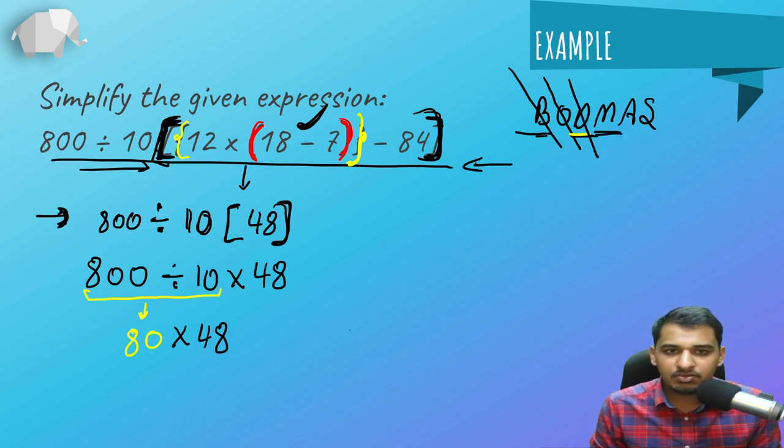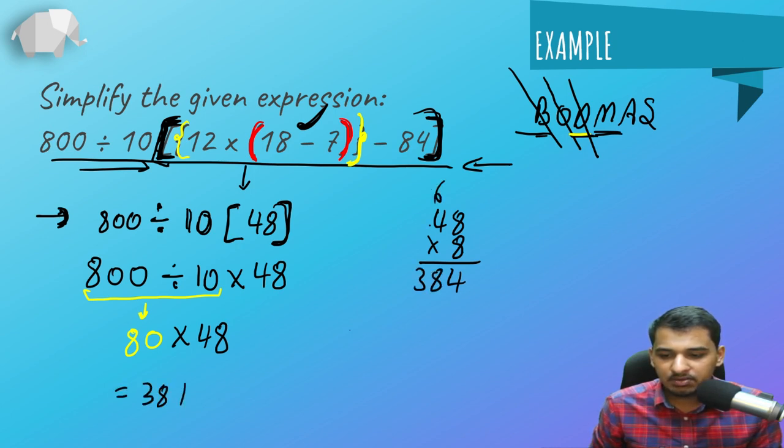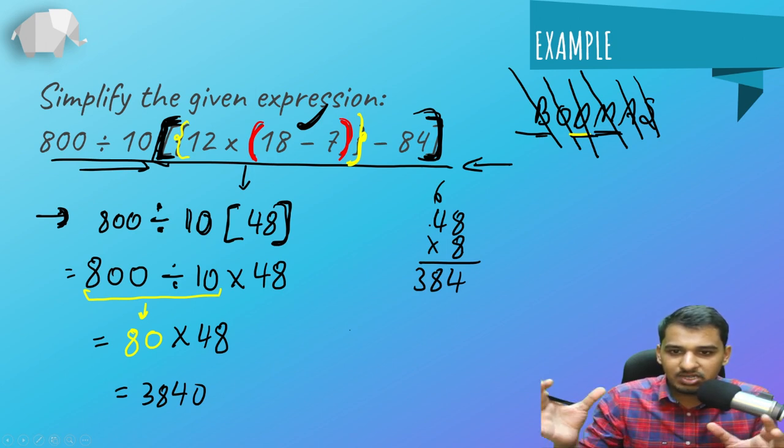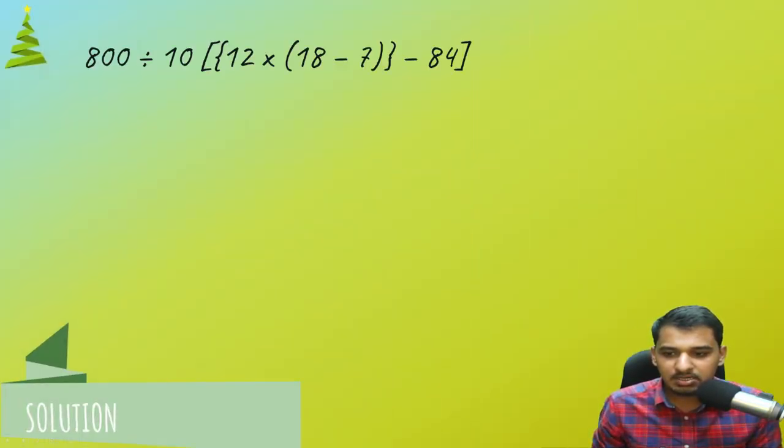And now M is for multiplication. So let me do it quickly. 48 into 8. So 8 into 8 is 64, 8 into 4 is 32, 384. So this comes out as 3840. We have also performed multiplication, and there are no addition and subtraction operations left in this equation. The answer would be 3840. I hope this is clear to you how you have to do it. You will have to start with the innermost bracket and then go towards the outside. Alright, so let us see the answer in printed format.